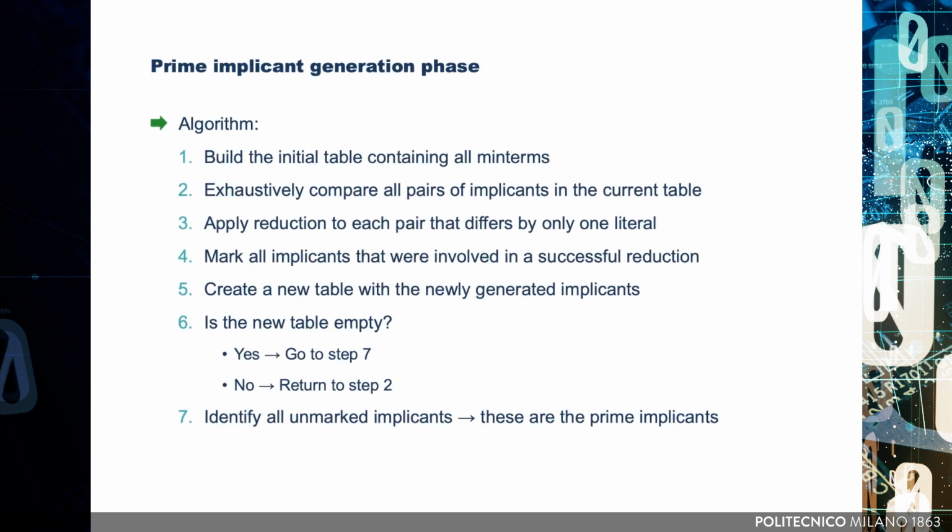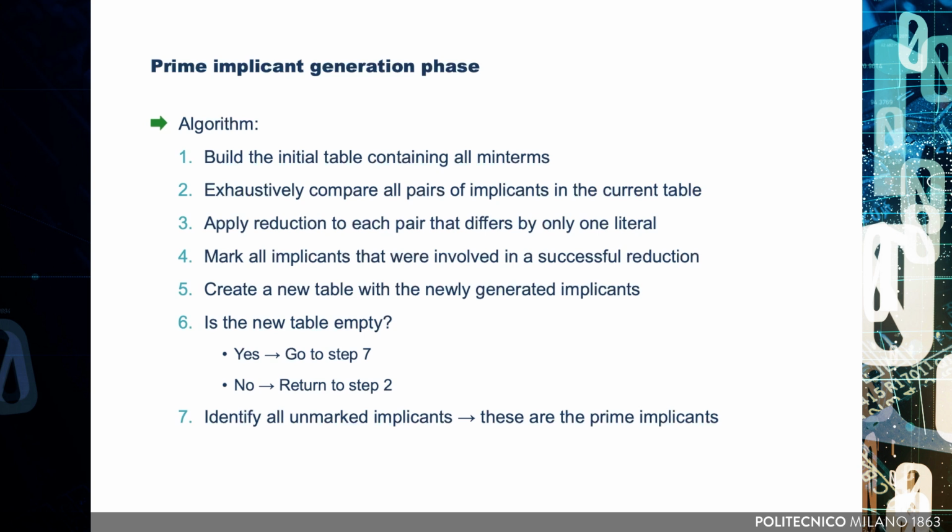Now let's take a closer look at the algorithm, which is used to generate the prime implicants of a logic function. We start by building the initial table that contains all the minterms of the function. These minterms are grouped according to the number of ones in their binary representation. Then, we exhaustively compare all pairs of implicants in the current table. If a pair of implicants differs by only one bit, we apply reduction. We combine the two terms by replacing the differing bit with a dash, indicating that the variable can take either value. After that, we mark all implicants that were involved in a successful reduction because they've already been used.